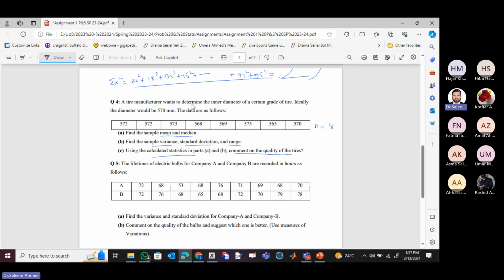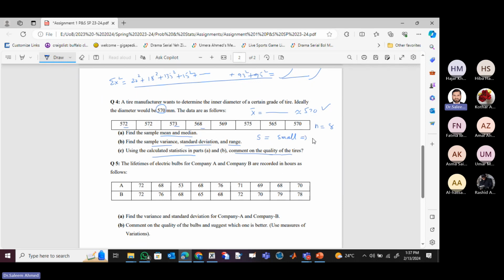A tire manufacturer wants to determine the inner diameter of a certain tire. Ideally your tire diameter should be 570, but there are some deviations. So if you calculate x bar, it should be close to 570. This is a good thing. But then if you calculate the standard deviation, it should be very small.